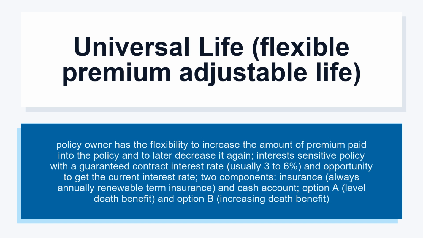Universal life, flexible premium adjustable life. Policy owner has the flexibility to increase the amount of premium paid into the policy and to later decrease it again. Interest-sensitive policy with a guaranteed contract interest rate, usually 3 to 6%, and opportunity to get the current interest rate. 2 components: insurance, always annually renewable term insurance, and cash account. Option A, level death benefit, and Option B, increasing death benefit.